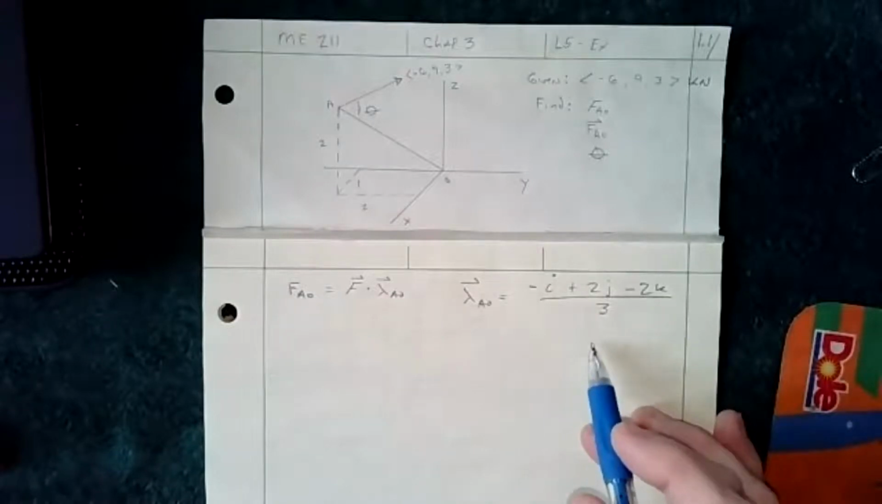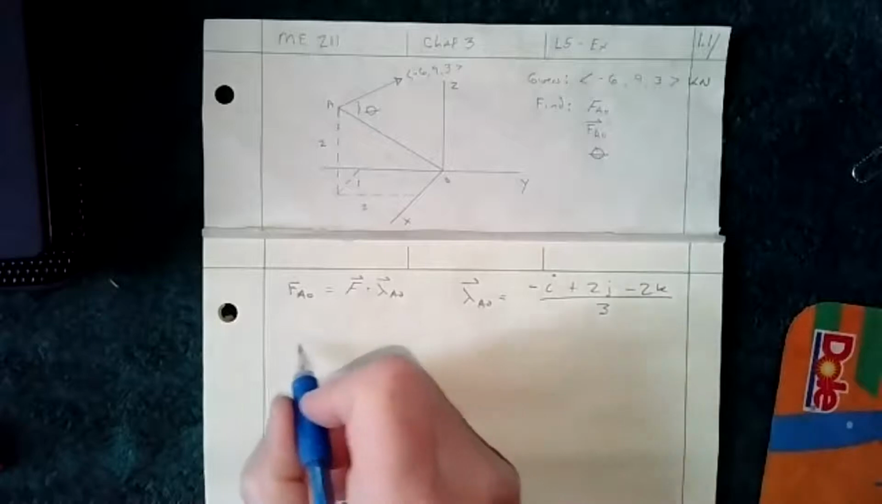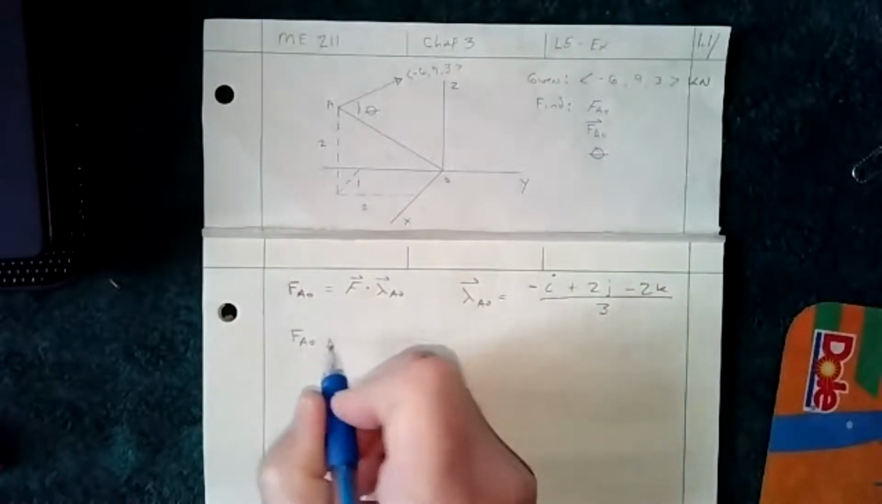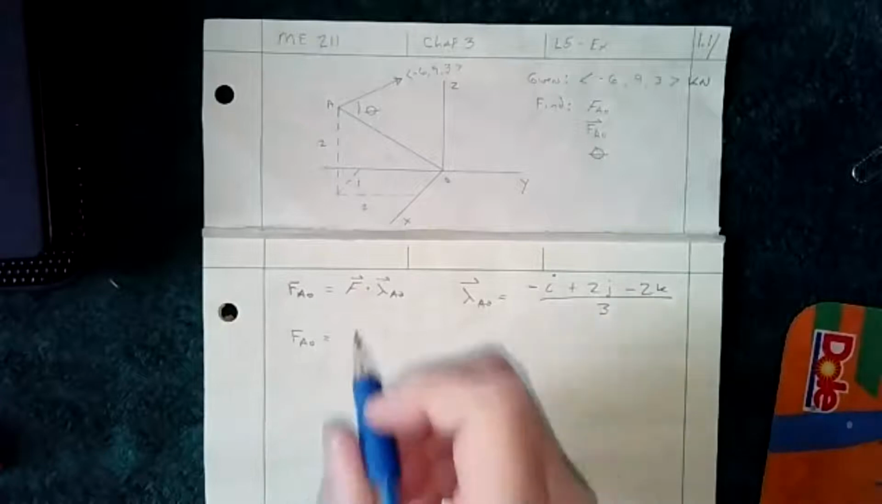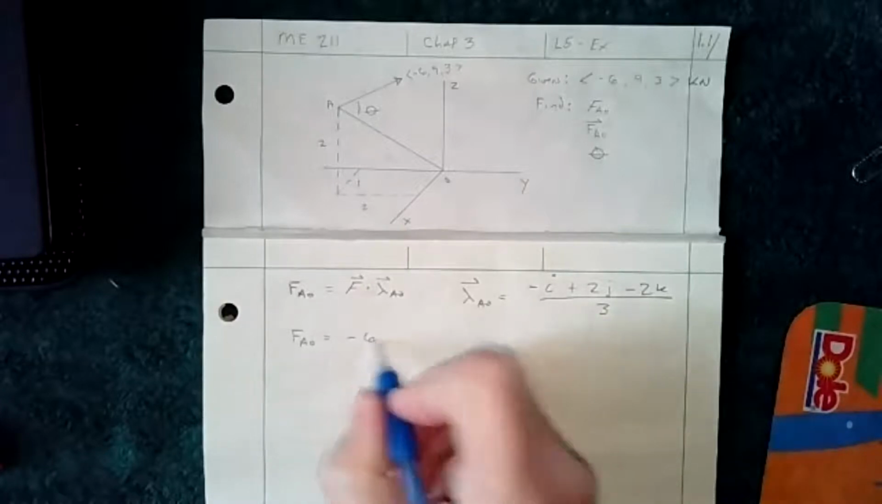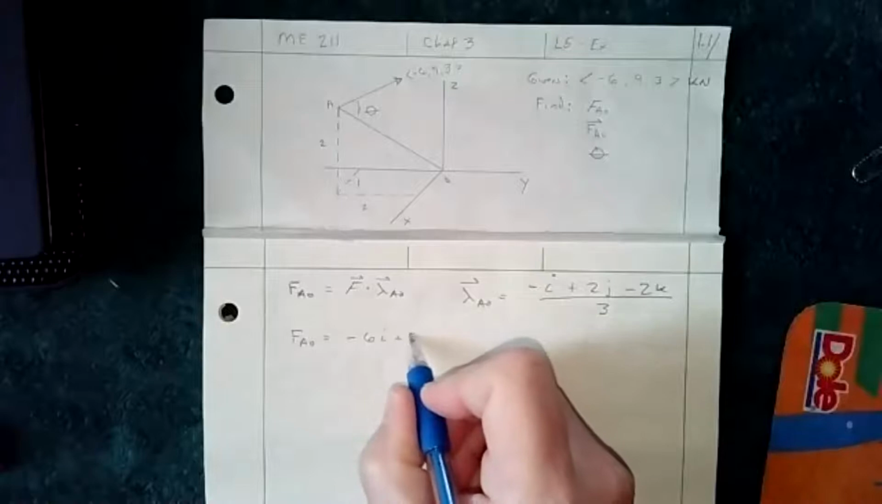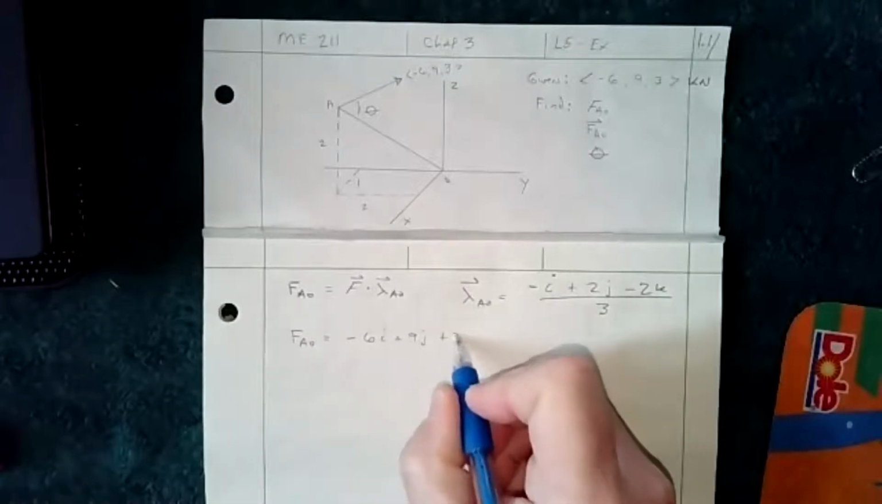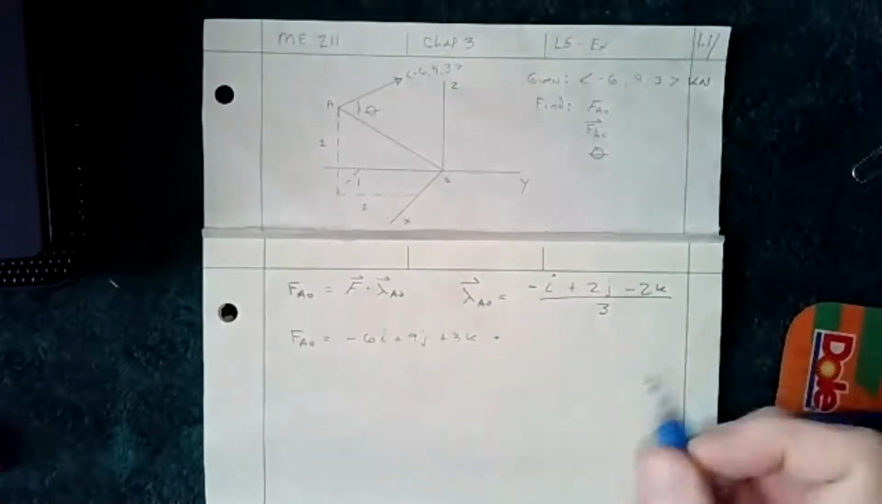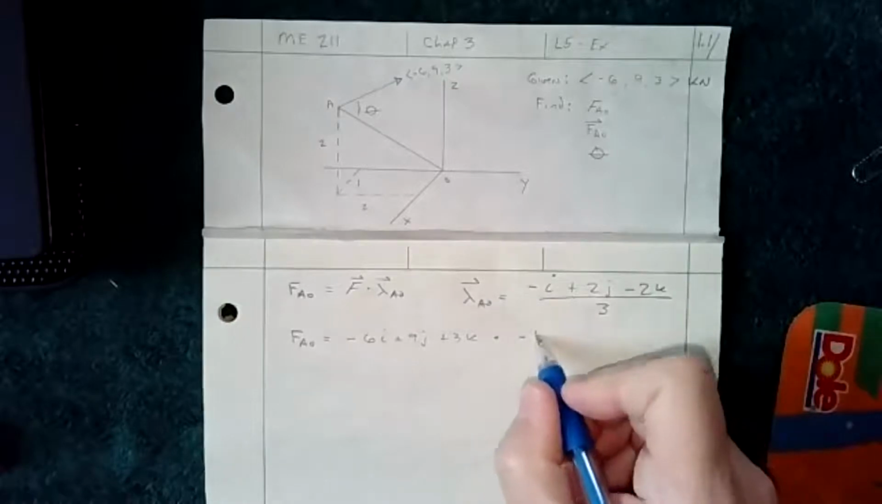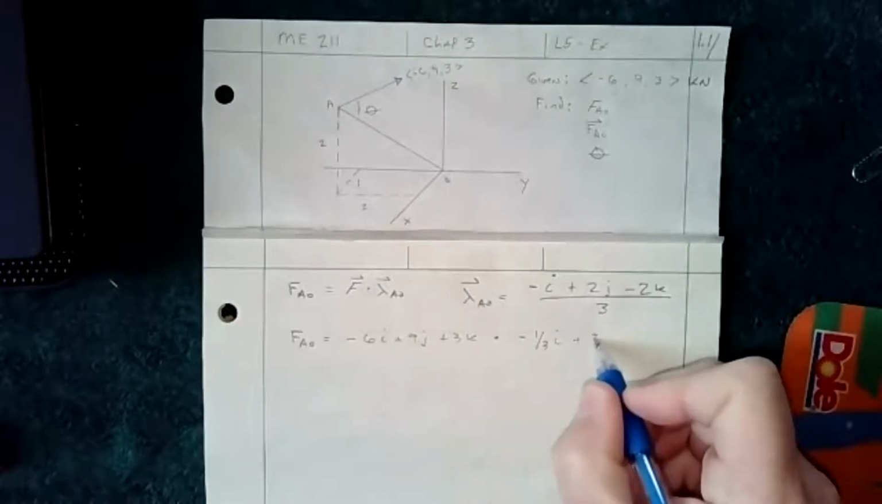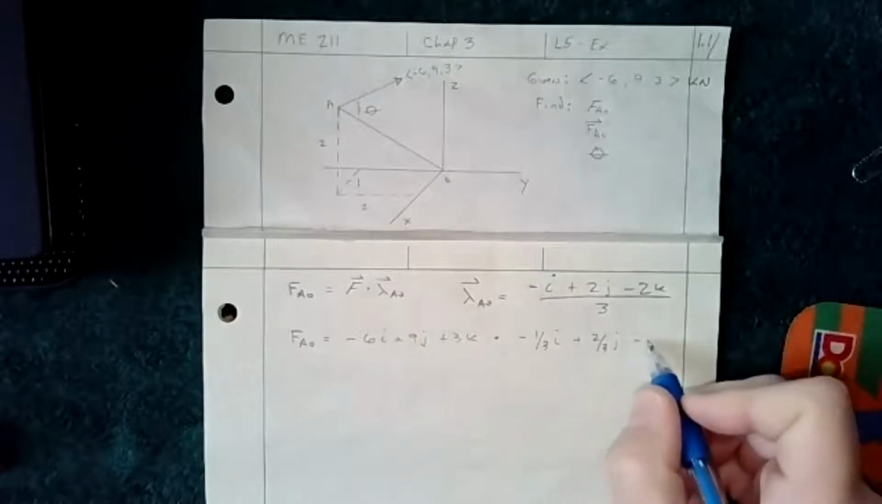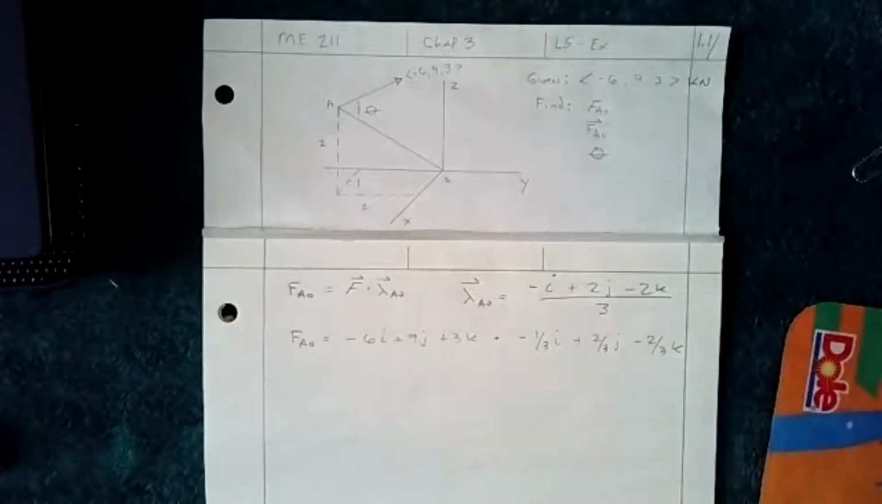So we go ahead and take the dot product. We have FAO equals, and we'll write negative 6i plus 9j plus 3k dot product with negative 1/3 i plus 2/3 j minus 2/3 k. Okay, so there we have that.